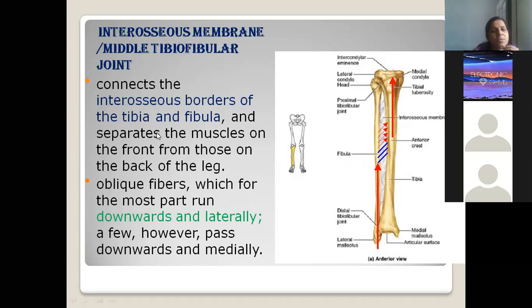Like the interosseous borders, it separates the muscles of the front and back. In the front we have extensors, behind we have flexors. Now see the oblique fibers, which for the most part run downwards and laterally. However, in the upper part, the direction of the arrow is medial. So for the most part, the lower part, the oblique fibers run downwards and laterally, but a few fibers are also moving in a medial direction.